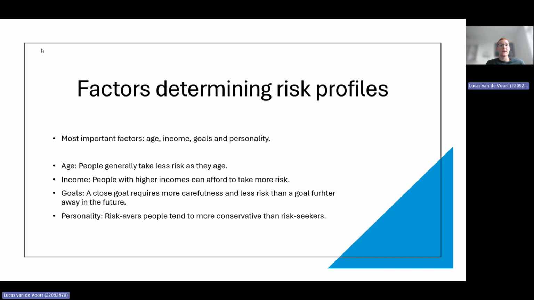Investment goals also play a role in determining what your risk profile is. If you're investing for something very far away in the future and you're still young, like retirement, for example, you can generally afford to take more risk, especially in the early phases of your investment. And then as the goal comes closer, you slowly start to turn down the risk level a few notches every time. But if you are saving for something in the near future, you usually want to take less risk.